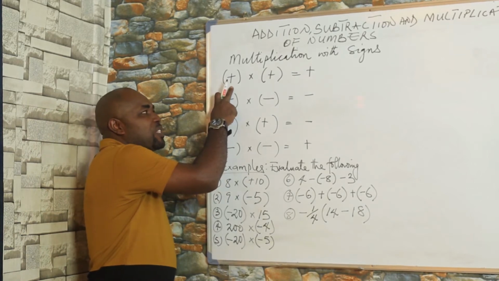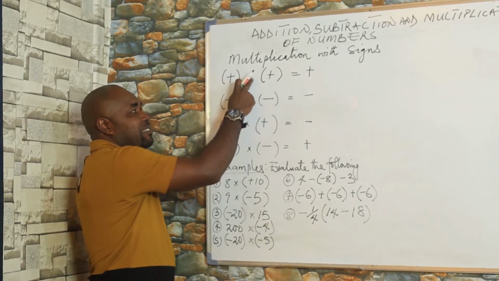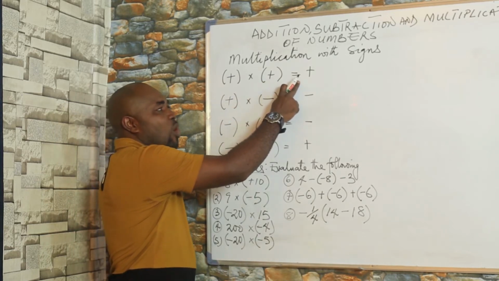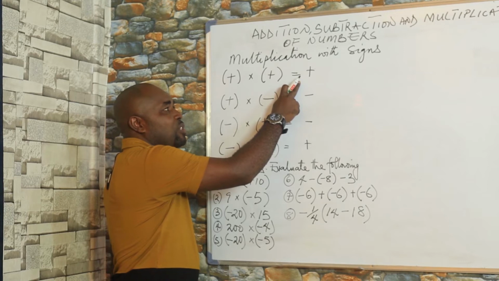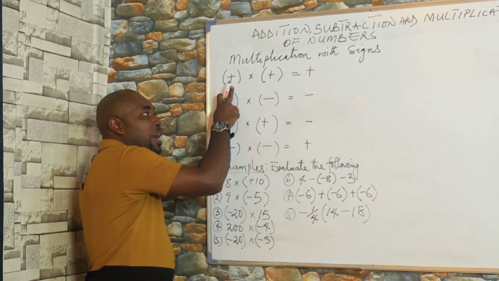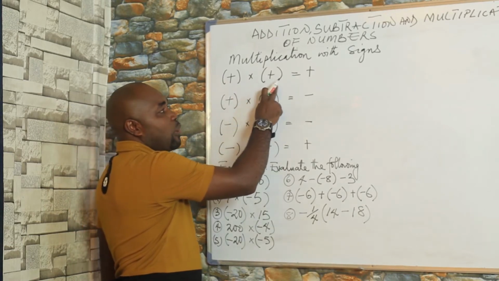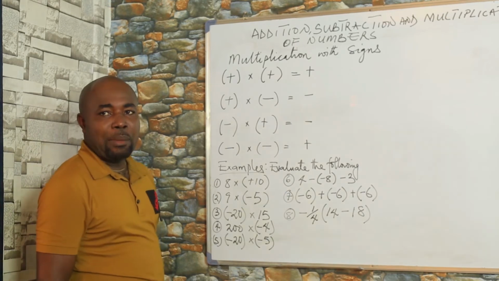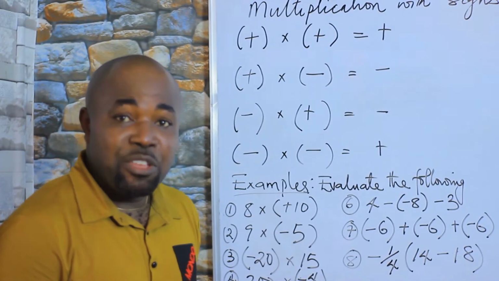If a positive number is multiplying a positive number, the answer, the result, the product will be positive. If a positive number is multiplying a positive number, the product will be what? Positive. Am I communicating? Are you following?